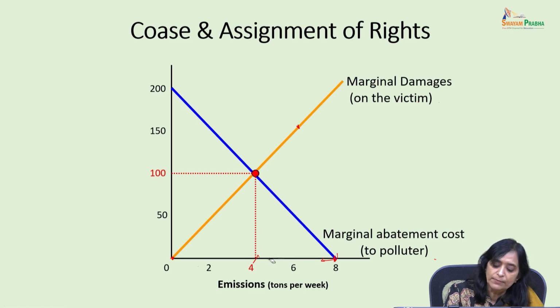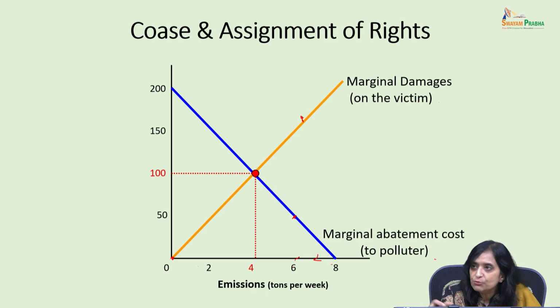So, the victim, or the fish hatchery in this case, will say, okay, you reduce your emissions from 8 to 6, and my cost will be this much. My damage was 150, but if I let you reduce from 8 to 6, I only have to pay you 50. So, I will ask him to reduce his emissions, because the damage he was doing was more to me than the money which I have to give him to reduce his emissions. So, definitely I would like to see that he reduces his emissions.